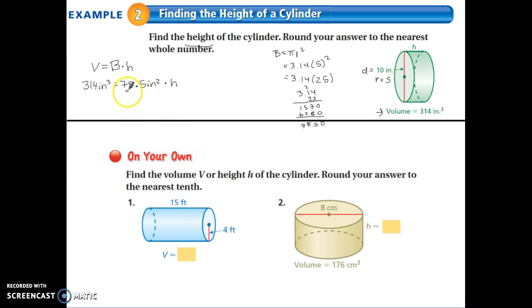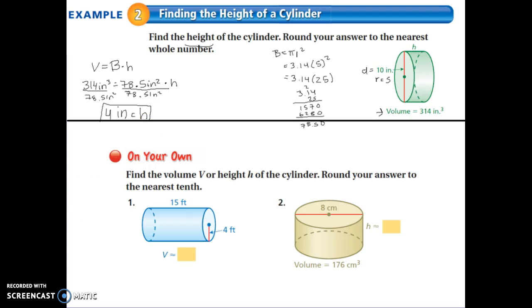So now to isolate h, or to solve for h, all I need to do is divide by the 78.5 square inches, divide by 78.5 square inches. Since I have cubic inches on top and square inches on the bottom, I know this is going to come out to just plain old inches. And now all we need to do is figure out what is 314 divided by 78.5. When doing this division, I find out that it is 4. So my final answer is that h is equal to 4 inches.